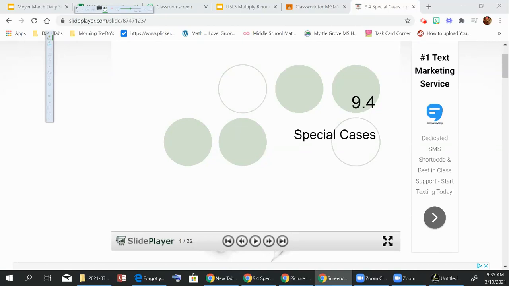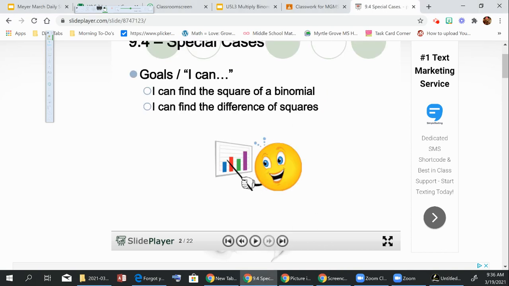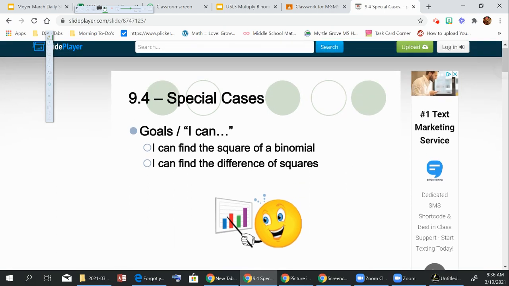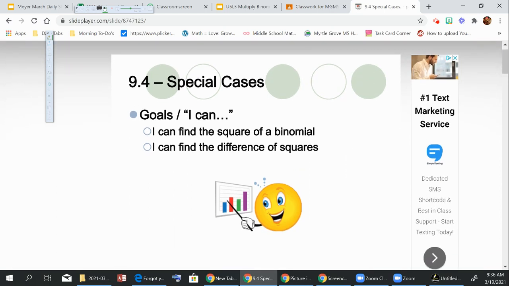Hi, everybody. I just want to go through Unit 5, Lesson 4, and this is multiplying and some special cases with binomials. If you look at my screen, I know it says 9.4, but it's just because it's a slide deck from someplace else. But we are looking at special cases of multiplying binomials. We are going to be using that area or box method. Okay. And so our goal is, can I find the square of a binomial?